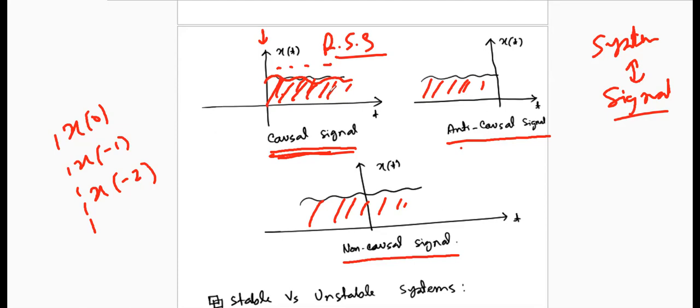Can you guess it? Any guess? Causal signal or anti-causal signal? Our audio recording.